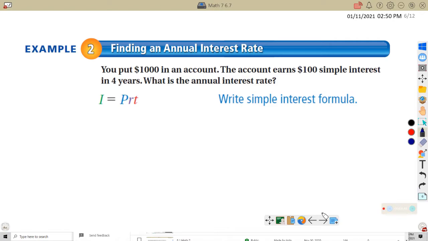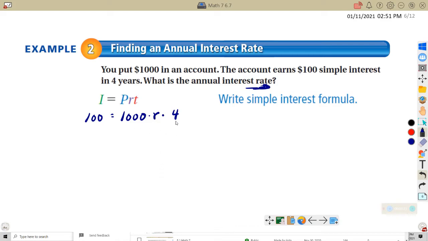This is example 2, finding an annual interest rate. So this time, they're going to give us the interest, but it's the rate we're going to calculate. Okay, so you put $1,000 into an account, so that's our principal. The account earns $100 simple interest in 4 years. So there's our time and our interest. So $100 simple interest. Our principal was $1,000. Our rate, that's what we're trying to find, so I'm going to use a variable for that, times rate. And then our time was 4 years.